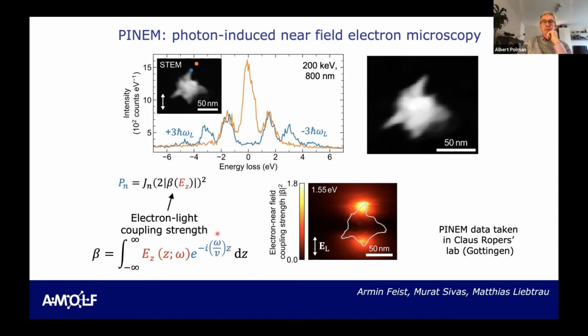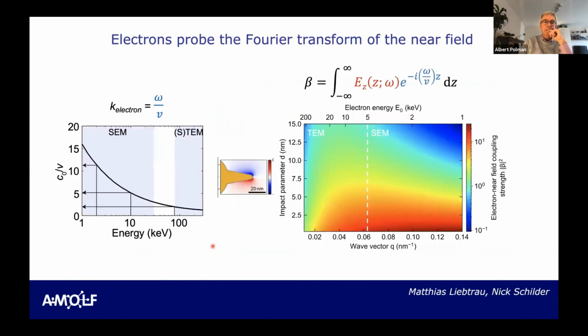Omega over v effectively is a wave vector. So basically, this equation is a Fourier transform. The strength of this effect is the Fourier transform of this near field at one fixed wave vector, which is given by the velocity of the electron. And I want to illustrate that with this graph here.